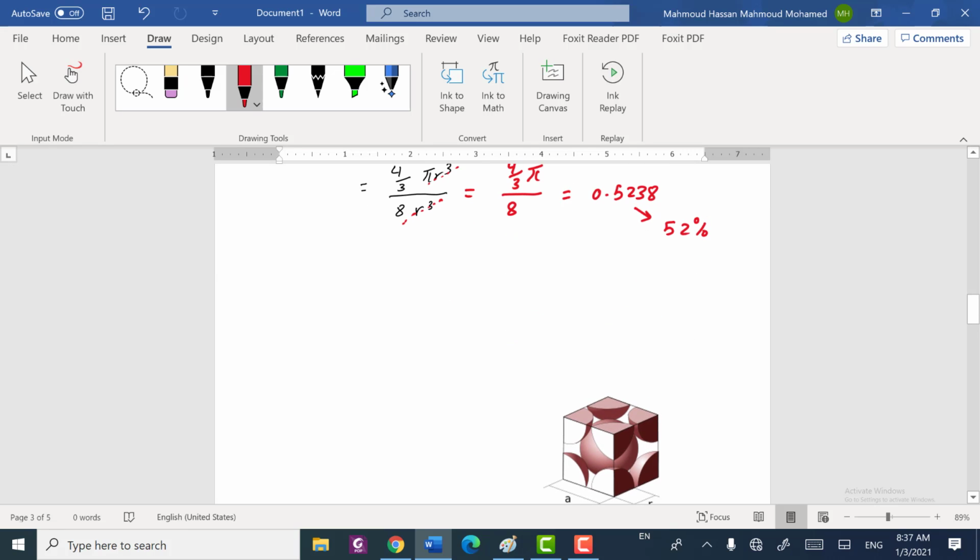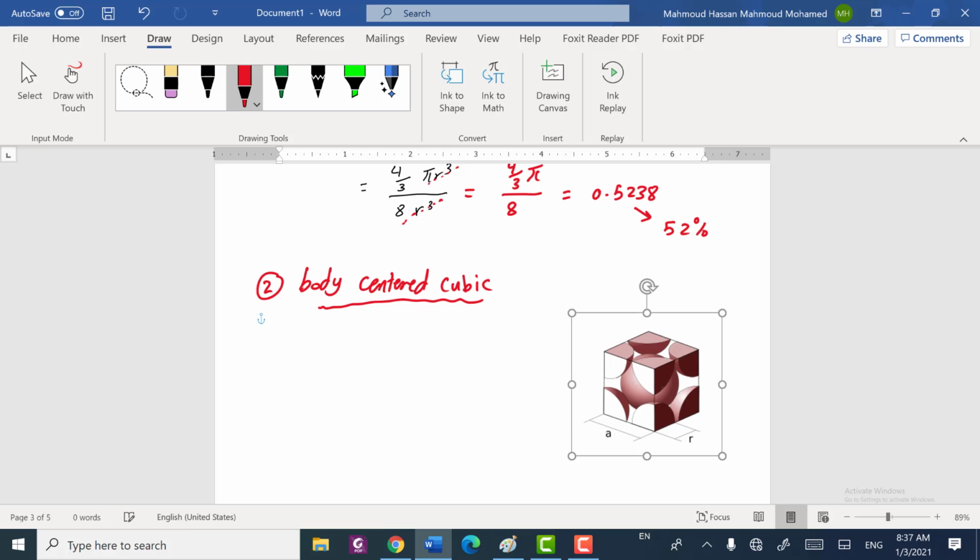Let's talk about the second type. Let's talk about the body centered cubic, represented by this shape.